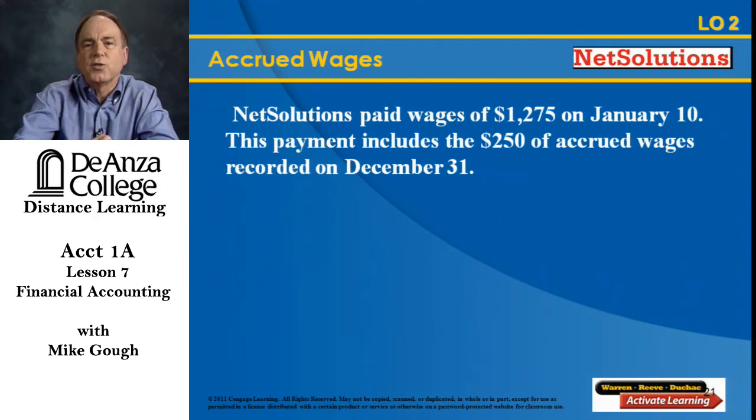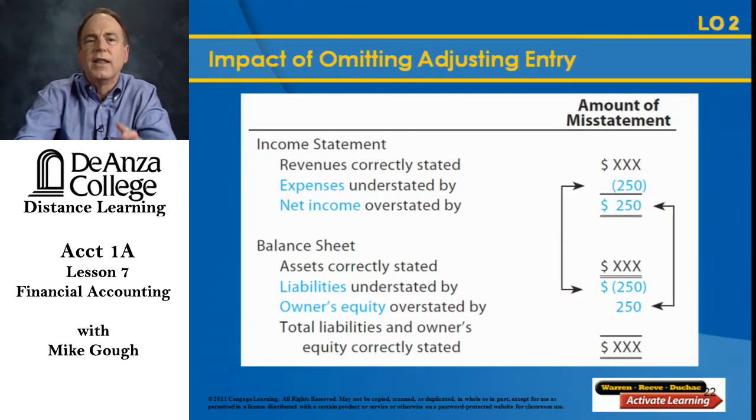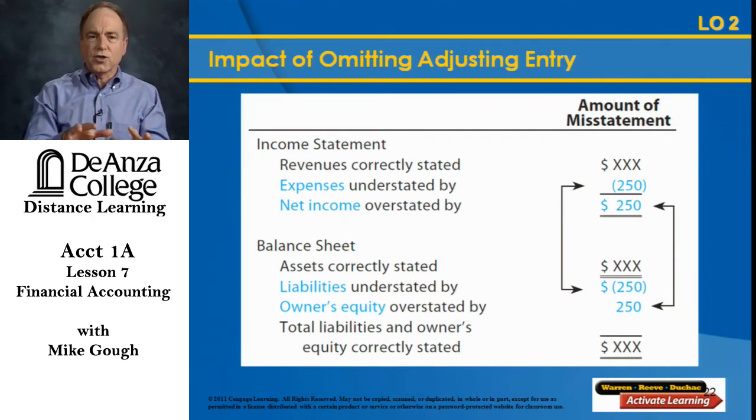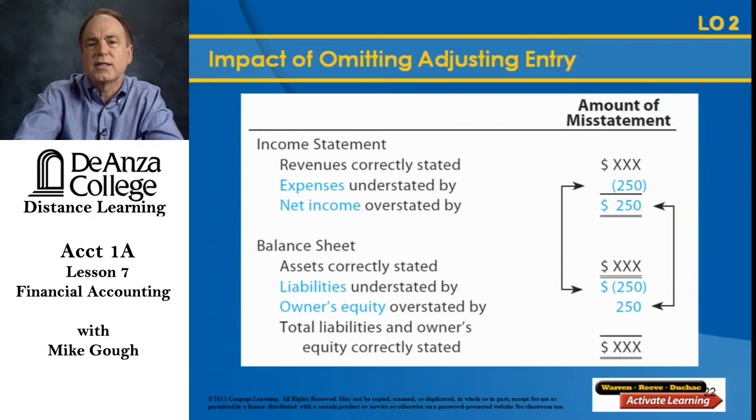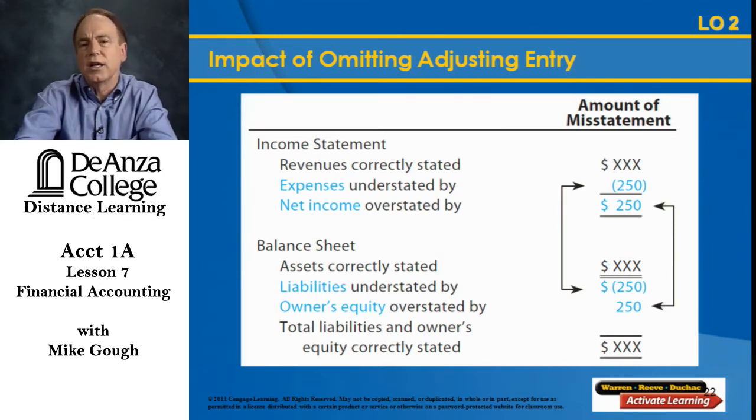Now, Net Solutions pays wages of $1,275 on January 10th, and that includes that $250 of accrued wages. So what we're going to do is a compound entry for that transaction. We debit wage expense $1,025, that's for January, and then we debit wages payable, those were for December, in the amount of $250, and credit cash for $1,275. That's how we clean things up. And again, had we not put this entry in, we would have understated our expenses and therefore overstated our net income. So again, we would have had an effect on both the income statement and the balance sheet.